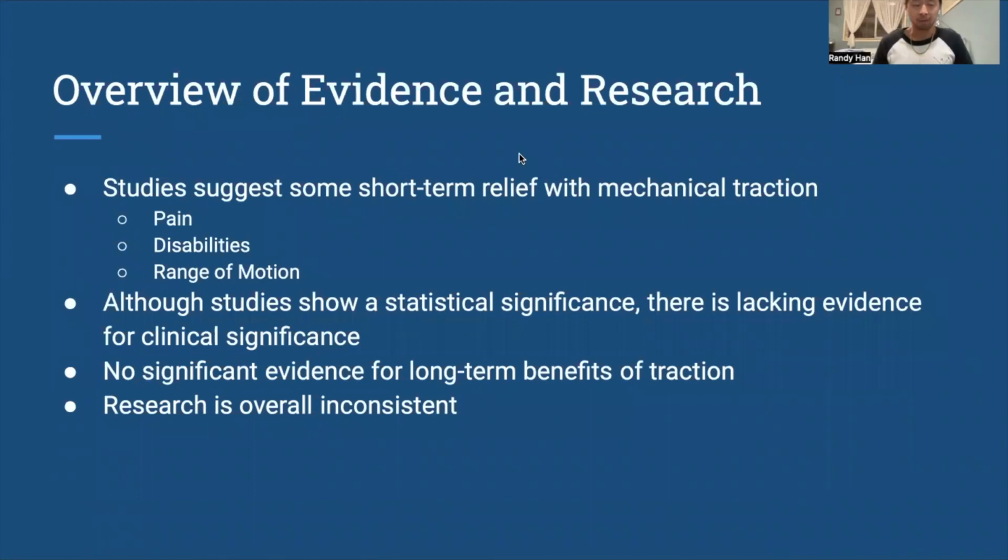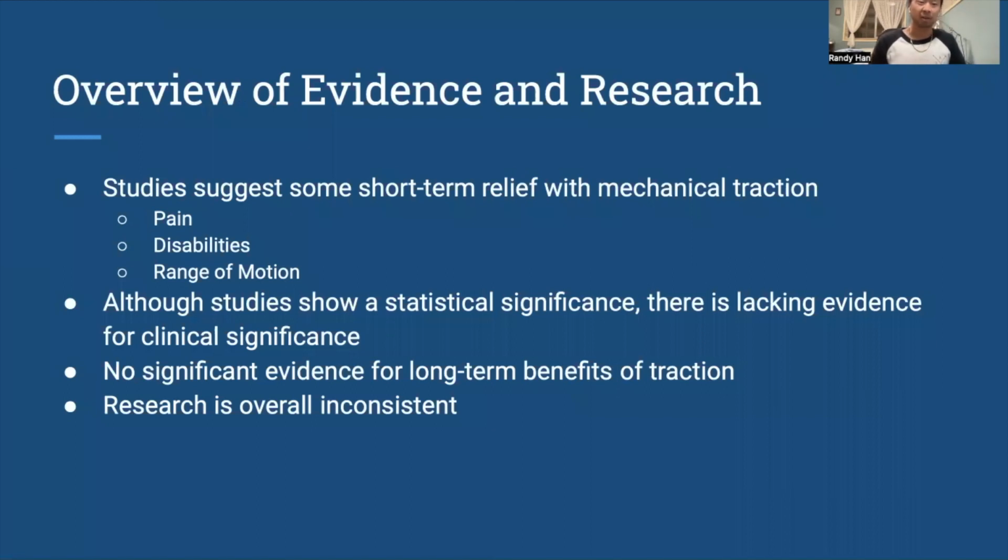So going over some of the evidence and the research that has come out within the past few years, a lot of studies have suggested that overall, when it comes to short-term relief with mechanical traction, it has proven to help decrease pain, helps with disability, and helps improve some range of motion. And a lot of these studies you're going to find do have a bit of a higher statistical significance, but at the end of the day, there is lacking evidence for traction to be used clinically.